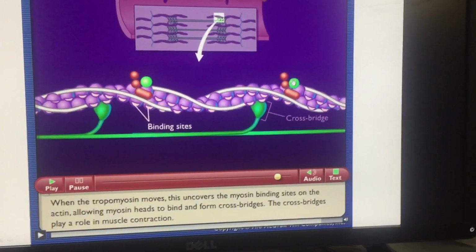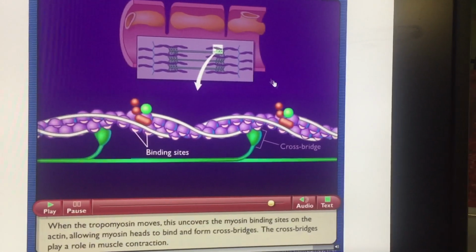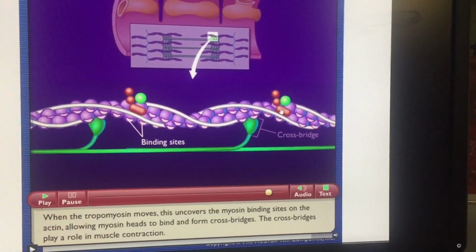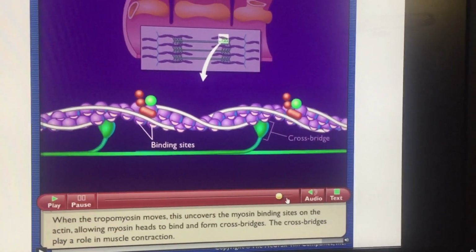So to summarize here, you've got the calcium that's released from the sarcoplasmic reticulum. It binds to the troponin. Troponin lifts the tropomyosin off of actin, and allows the myosin to bind with the actin.